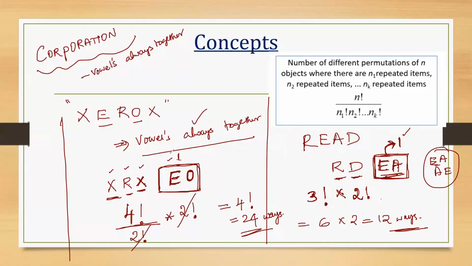Okay, Vashni, if letters are repeated, then you have to divide by some number of factorial, right? I think here you will get some other way. Okay, Charan, you should not write 11 factorial. The question is vowels always together, right?